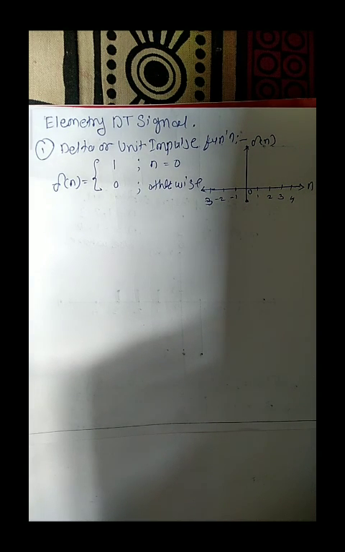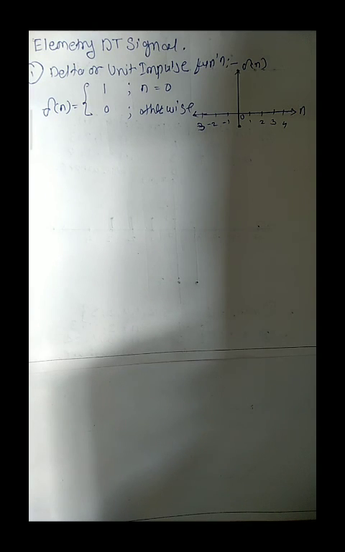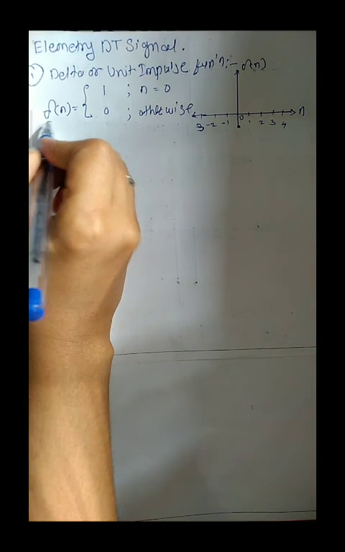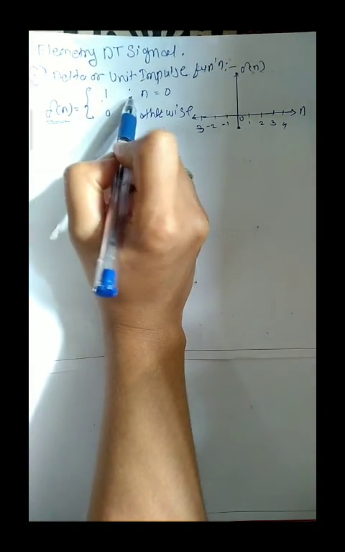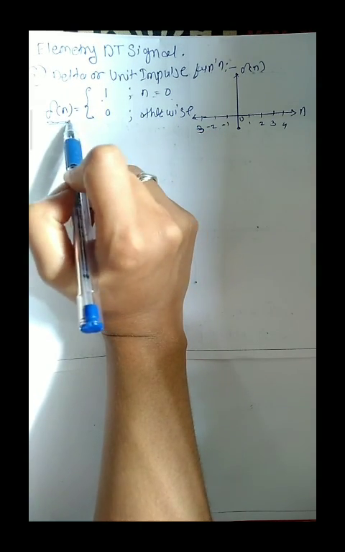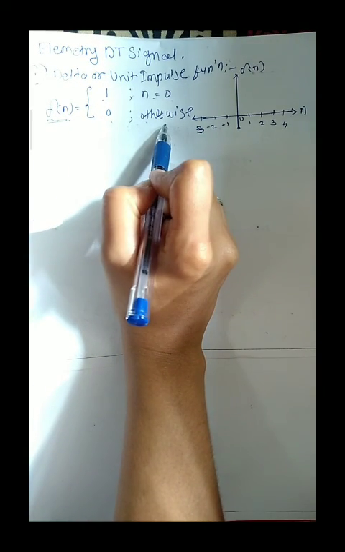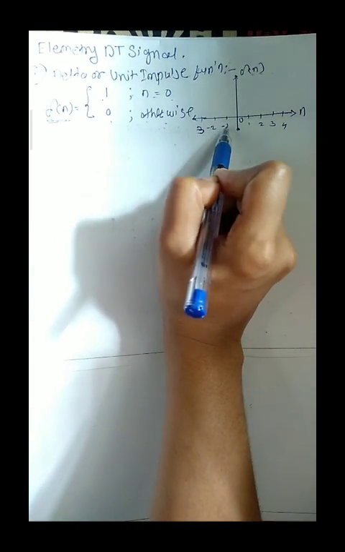Now the next part is elementary discrete time signals. The first is the delta or unit impulse function. What does the delta function mean? It is the signal which has only a unit value, and it is represented as delta n. Delta n is equal to 1 for n equal to 0, and delta n is equal to 0 for other values of n. This is the representation.